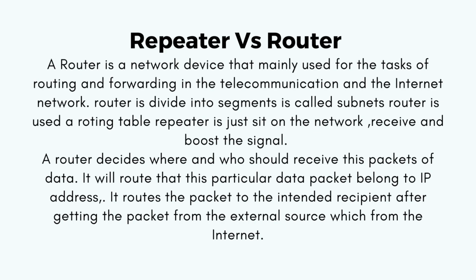A router uses a routing table, while a repeater just sits on the network, receives and boosts the signal. A router decides where and who should receive these packets of data. It will route that particular data packet according to its IP address. It routes the packet to the intended recipient after getting the packet from the external source, which is the internet.